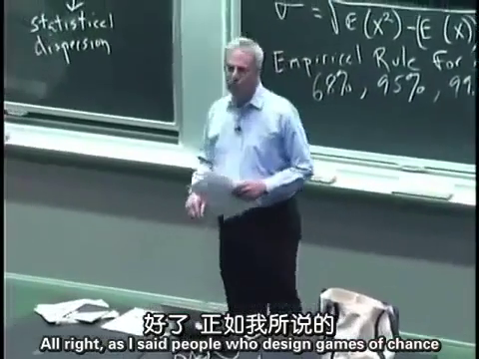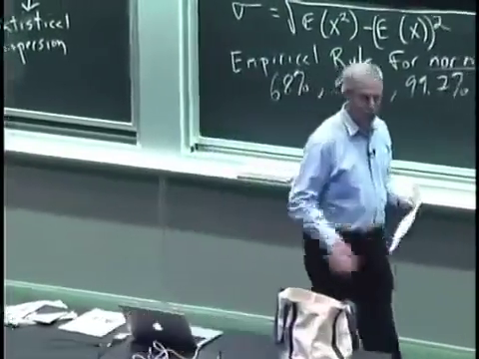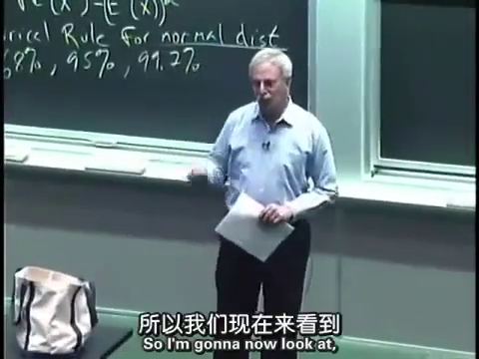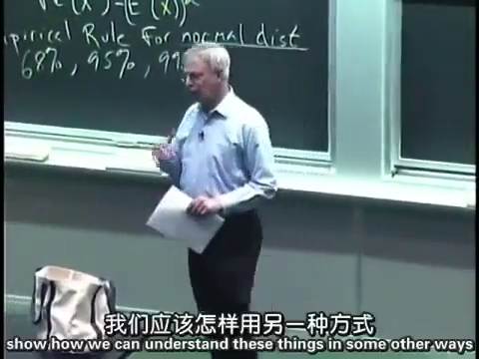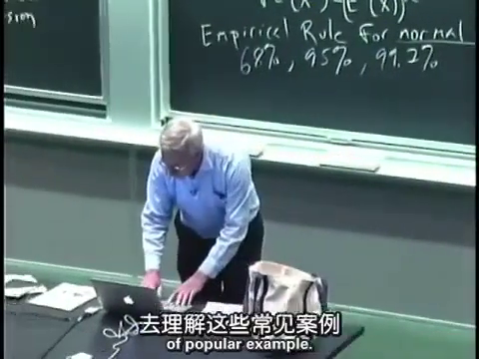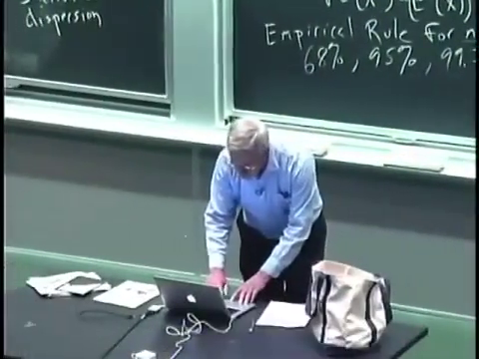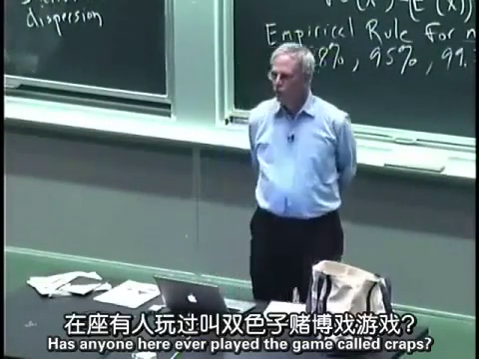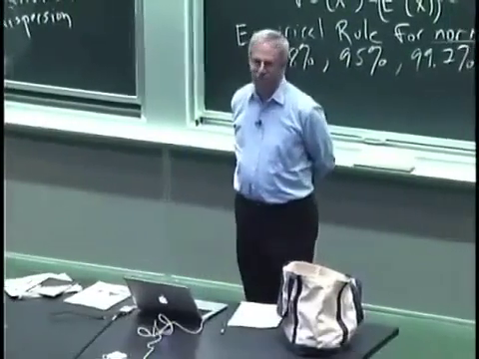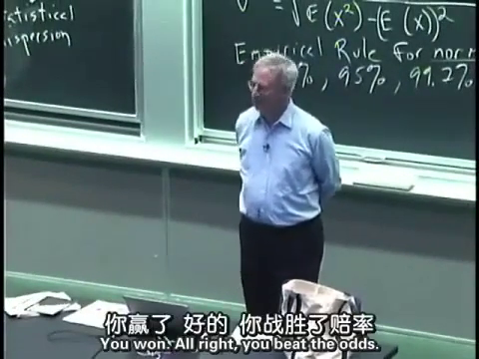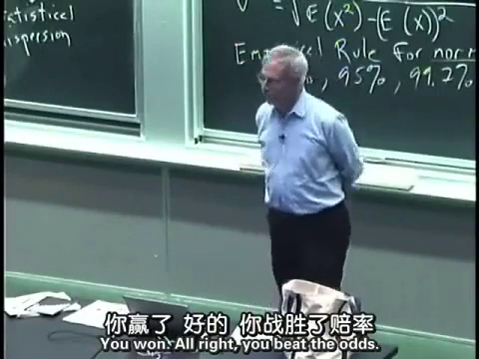As I said, people who design games of chance understand these probabilities very well. So to show how we can understand these things in some other ways, I'm going to look at a popular example, a game of dice. Has anyone here ever played the game called craps? Did you win or lose money? You won. All right. You beat the odds.